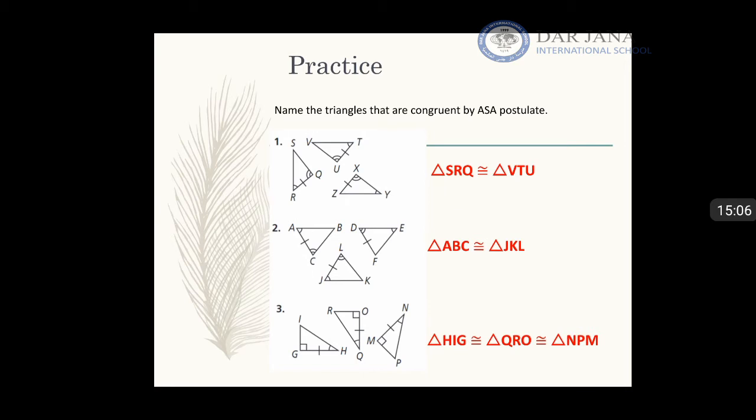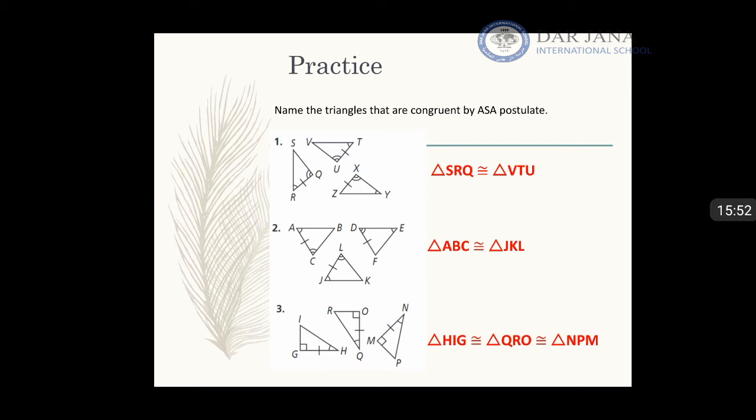We have triangle HIJ, we have triangle QRO, and triangle NPM. So let's start first with the angles. We have angle H congruent to angle M congruent to angle N. Also angle G congruent to angle O congruent to angle M. So we have two consecutive angles in the first triangle that are congruent to two consecutive angles in the second triangle that they are also congruent to two consecutive angles in the third triangle. Now let's check the sides, because we need two angles and an included side to use the angle side angle postulate. So we have HG.